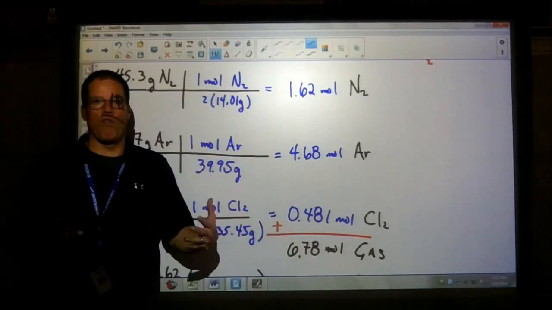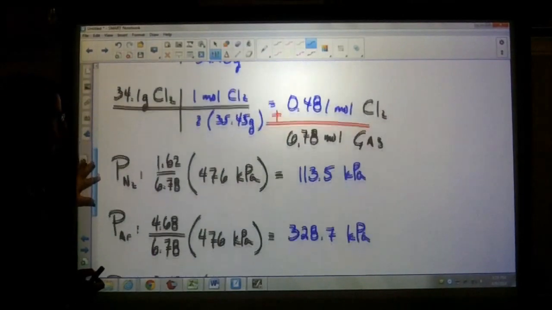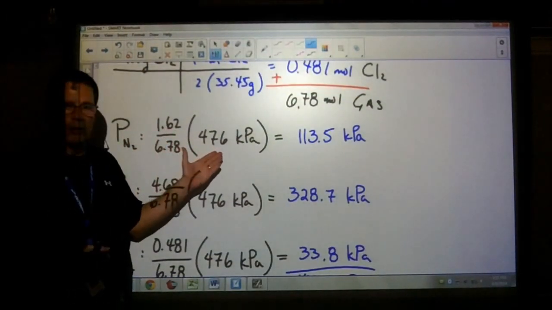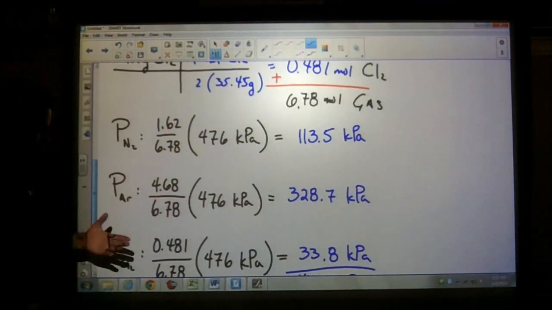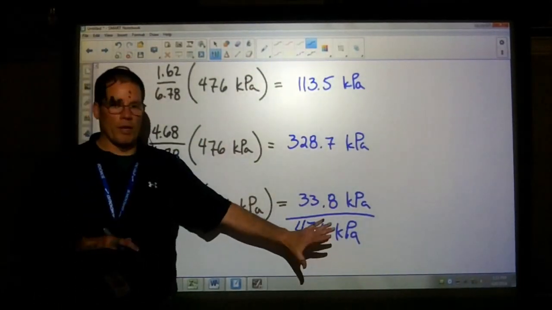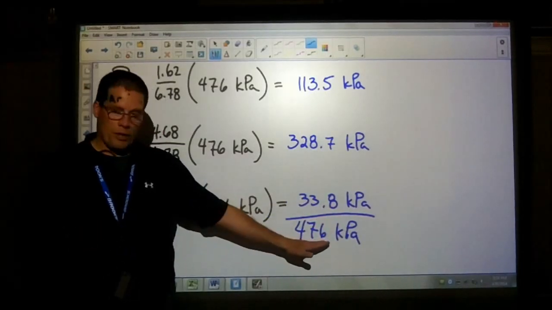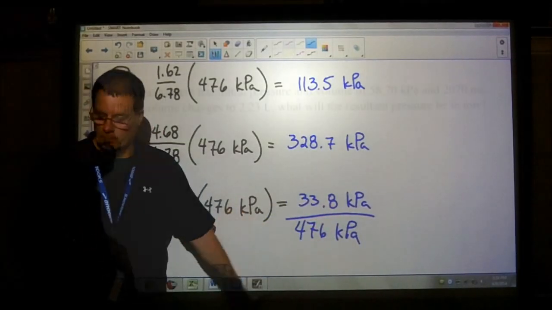That'll give me my mole fraction, or actually my percentage, whatever you want to call it. So my percent of the total pressure. Then I do the same thing for the argon and for the chlorine. And as a real quick check, just add those up. If that equals, or is very, very close, because depending on how you round, it should be very, very close to the total pressure.